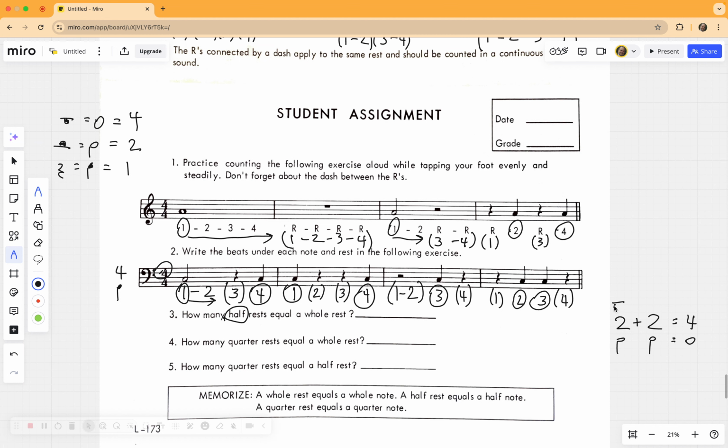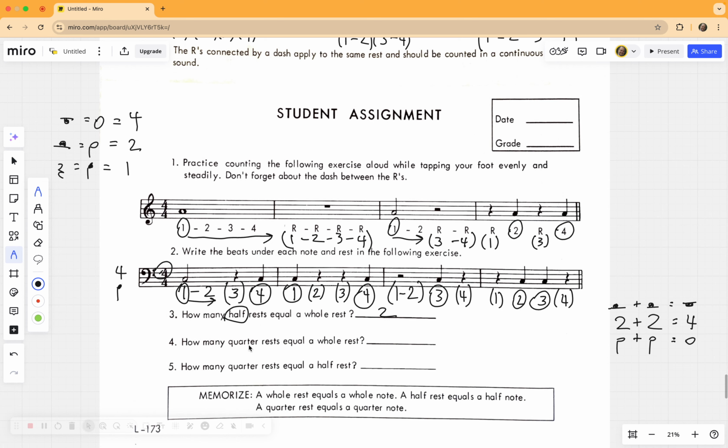half rest. Oop, drew the wrong one. I look like a top hat, right? So a half rest plus a half rest equals a whole rest. So these are the rest images. These are the note images. But the values are the same, so the answer is 2.